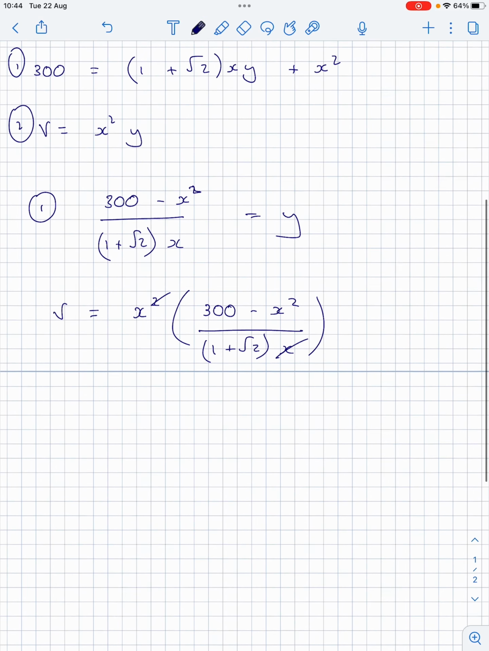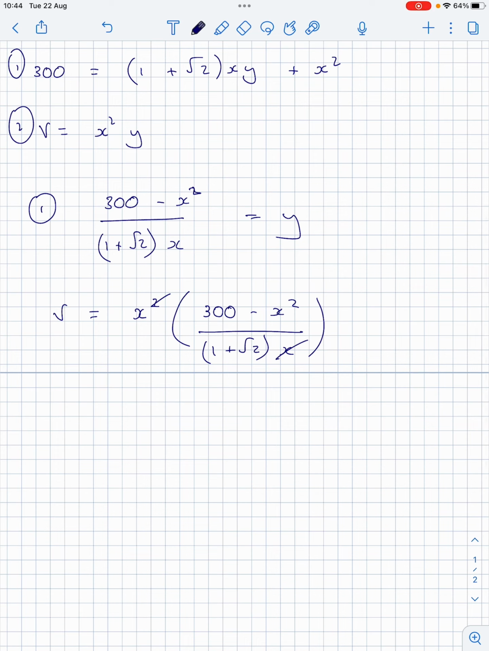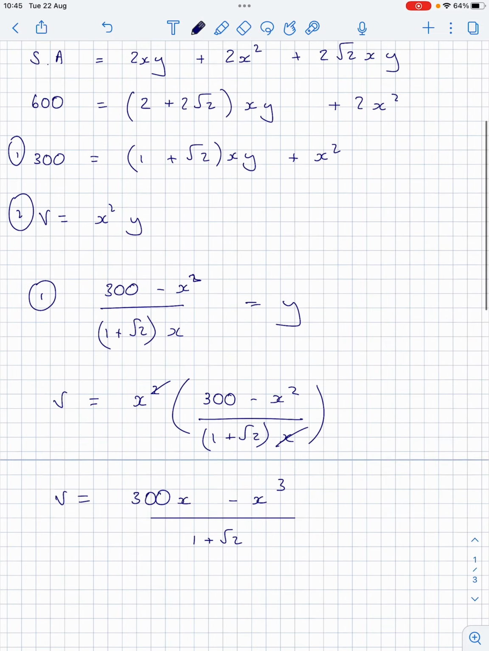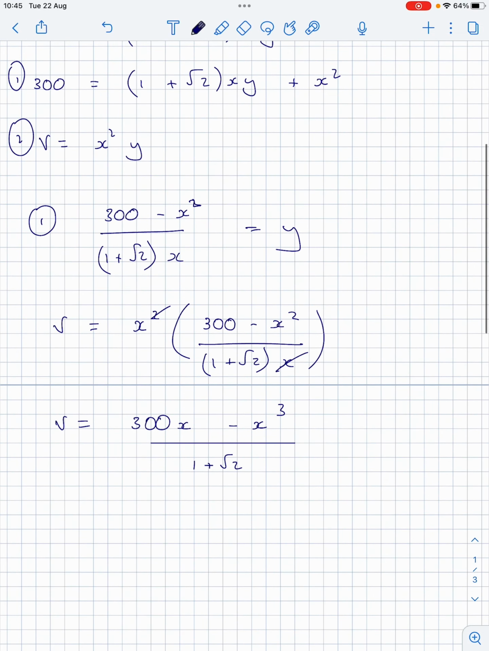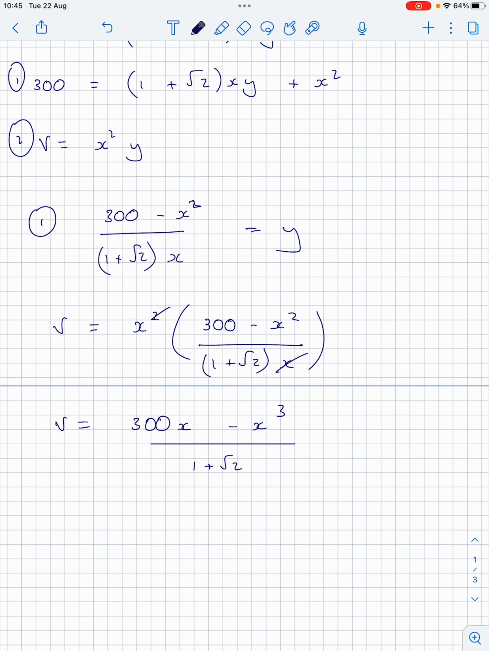And then I can just multiply out, so I'll get v is equal to 300x minus x cubed, but I've still got this annoying surd that I'm going to have to work with. Now, I suppose actually I've kind of got the final answer, the x is factorised out, isn't it?